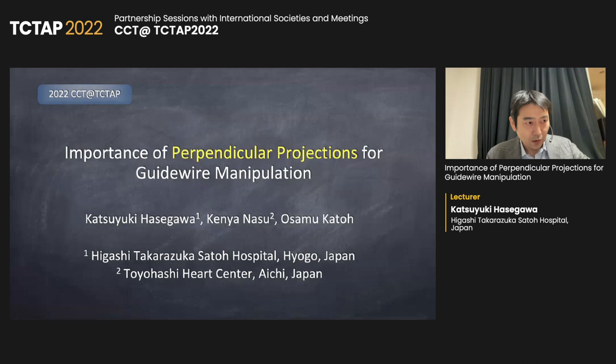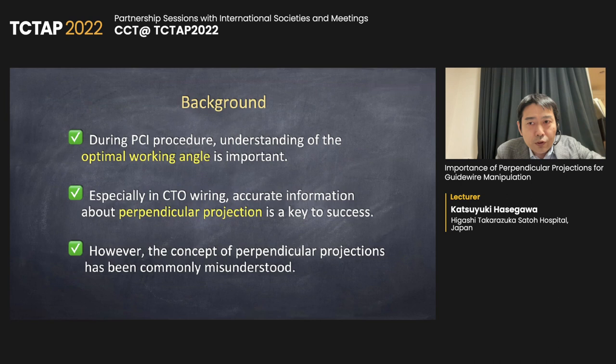Thank you for the opportunity to speak here today. My topic is about perpendicular projections for guide wire manipulation. As a background, during PCI procedure, understanding of the optimal working angle is important. Especially in CTO wiring, accurate information about perpendicular projection is a key to success. However, the concept of perpendicular projections has been commonly misunderstood. In this presentation, I'd like to reconsider the concept of perpendicular projections.